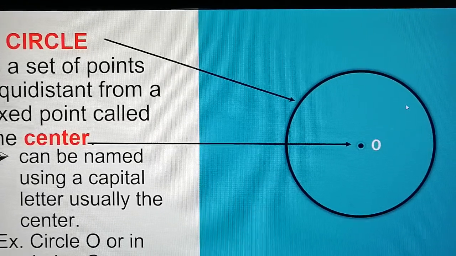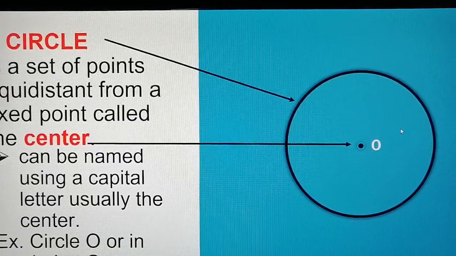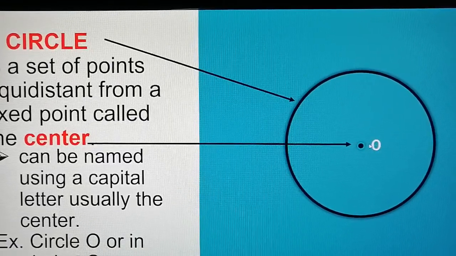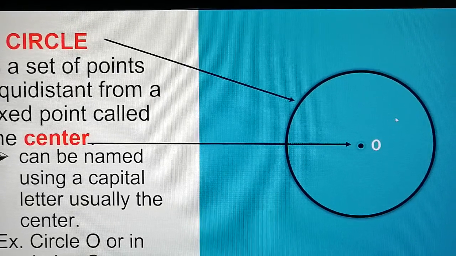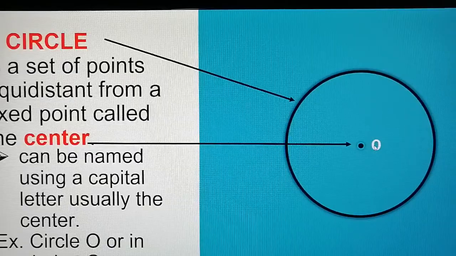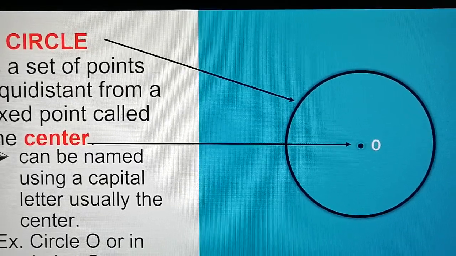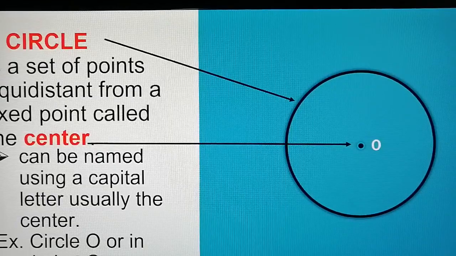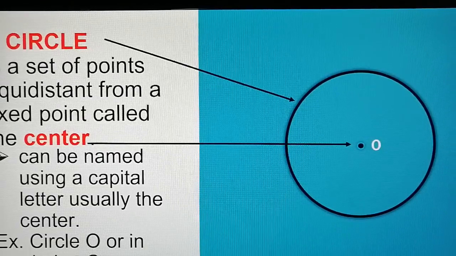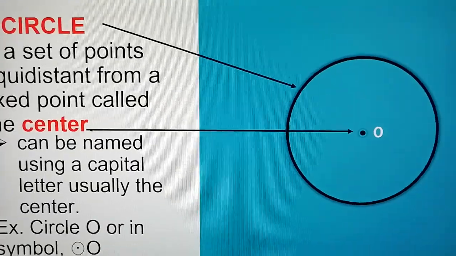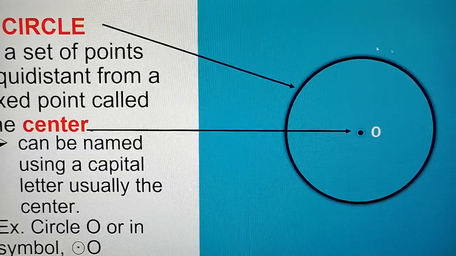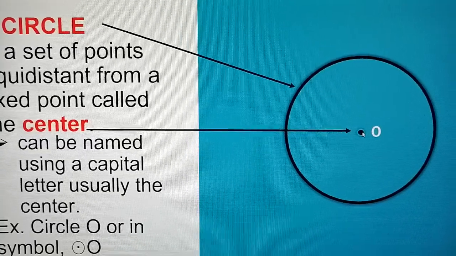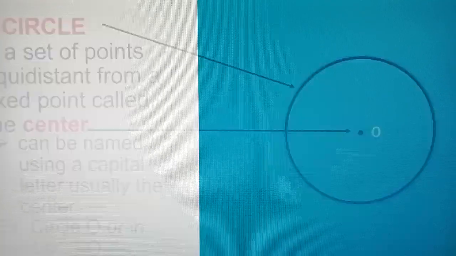Now, how do we name a circle? A circle is named by a capital letter, which is the center itself. For example, in this illustration, we can call this circle O. And in symbol, how do we write circle O? So we have the symbol for circle, so we have circle O. Okay. So again, to name a circle, we use the center of the circle.